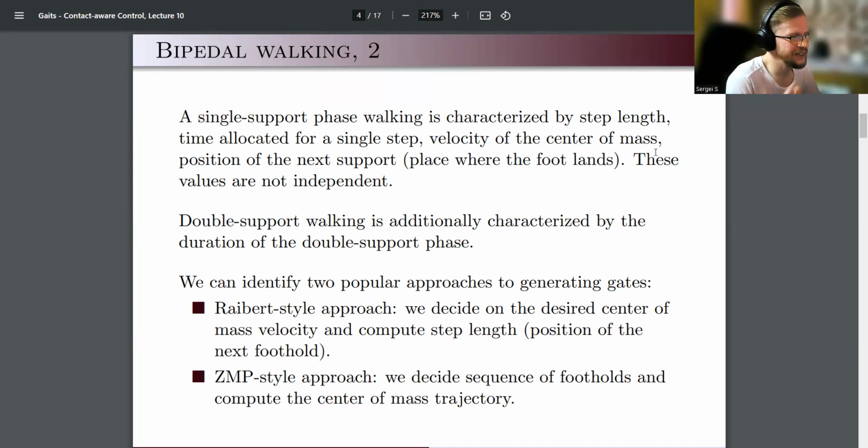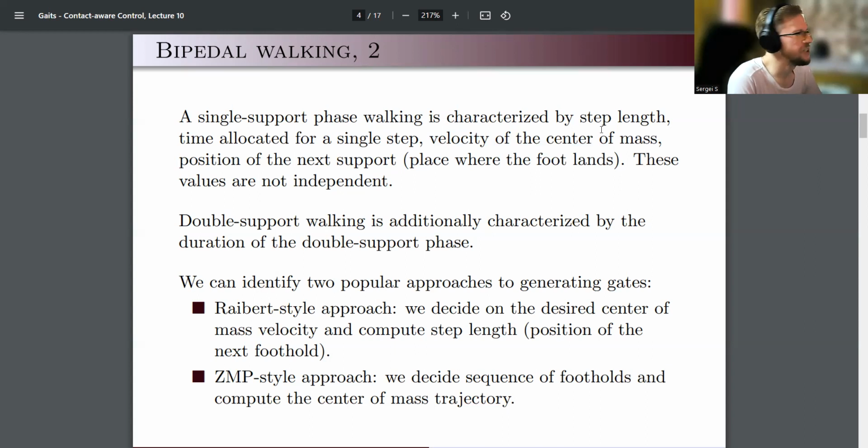Center of mass and the stepping over large periods of time would have to correspond to each other. They don't have to correspond instantly, but over large periods of time, they have to correspond. So you would be able to compute one of those two given the other, and if you know the velocity of the center of mass. And of course, the position of the next support, the place where you land, depends on the position of the previous support, plus the step length, roughly speaking.